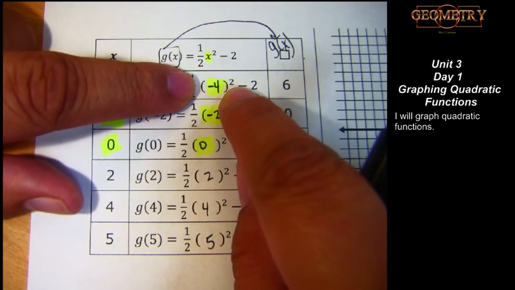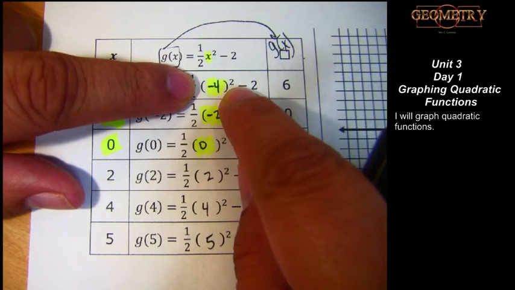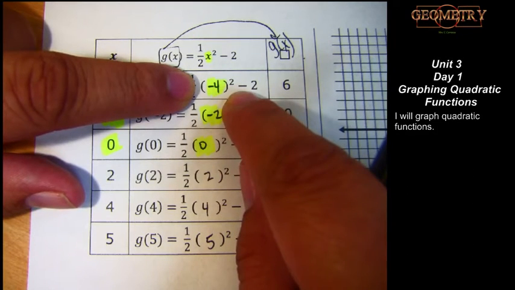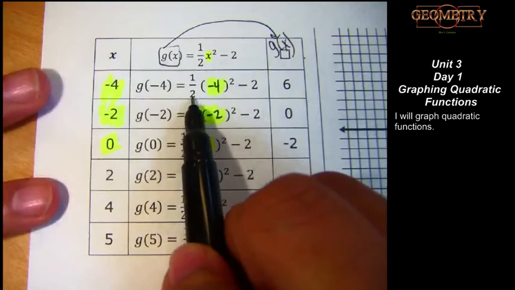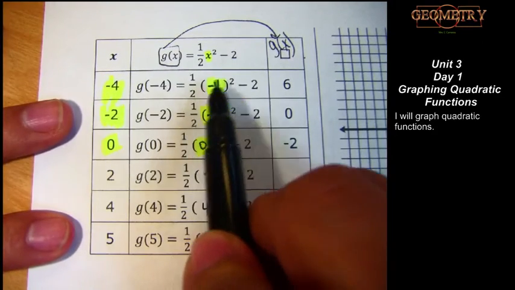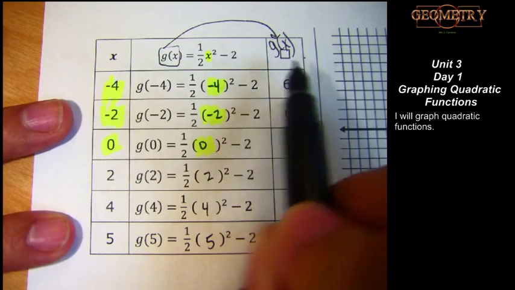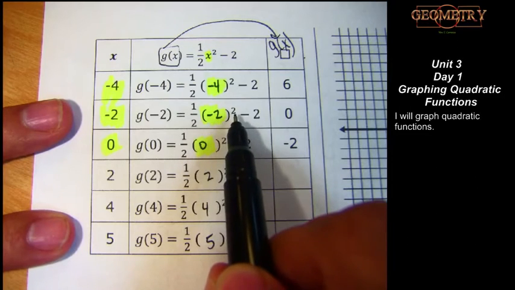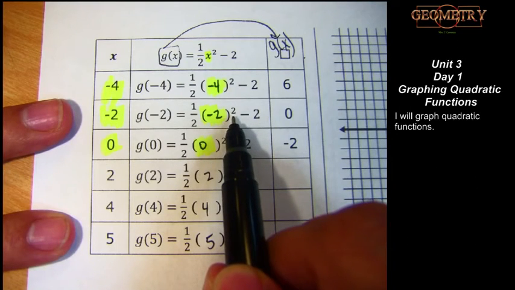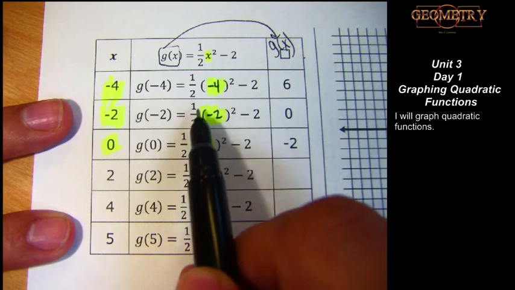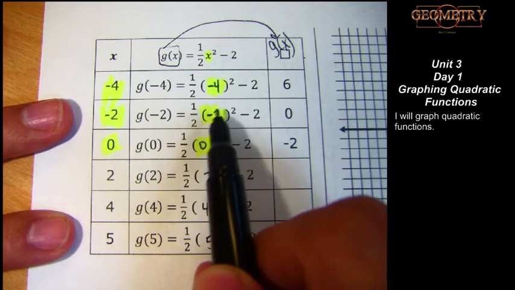Okay, so I have negative 4 squared. So negative 4 times negative 4 divided by 2. Negative 4 times negative 4 is 16. 16 divided by 2 is 8. 8 minus 2 is? Negative 2 squared is? 4. 4 divided by 2 is? 2 minus 2 is?